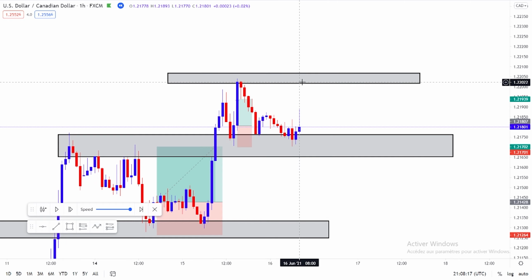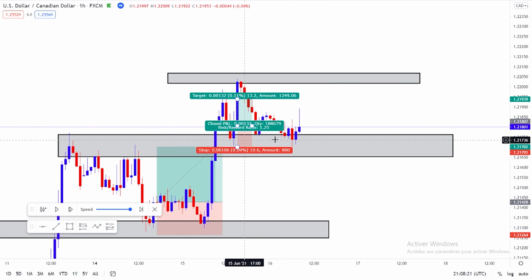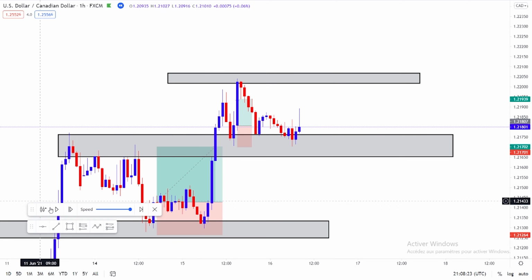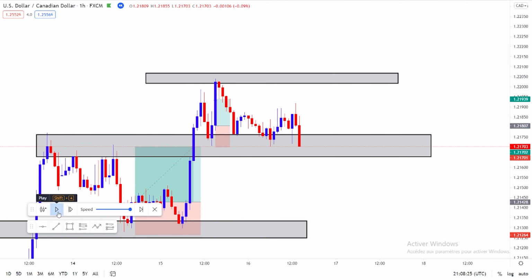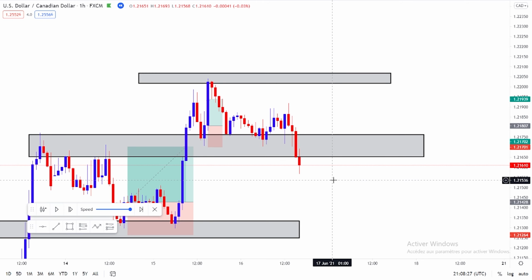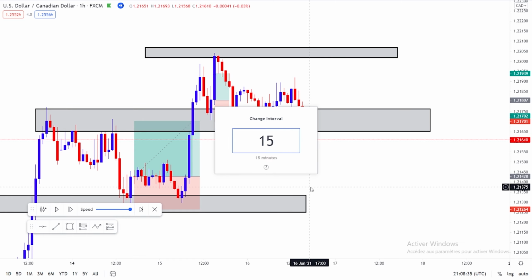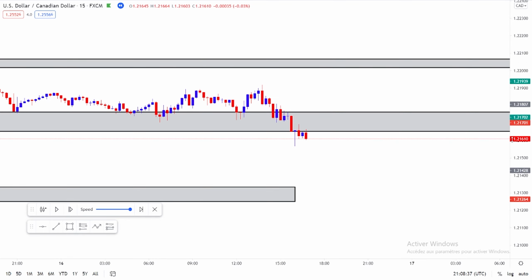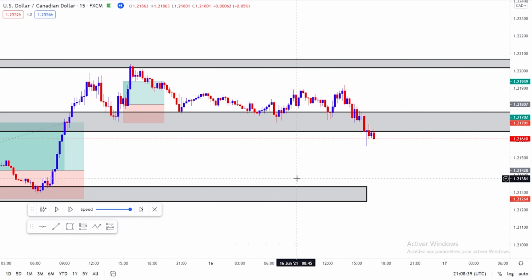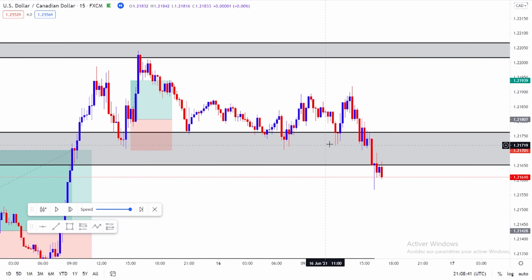Actually, we failed to break this one. We are actually testing this resistance, which is now a support, multiple times. Let's see. I think we're actually breaking this support zone. So let me head back to the 15-minute time frame to check what the market is doing in details. Actually, this is a support zone.